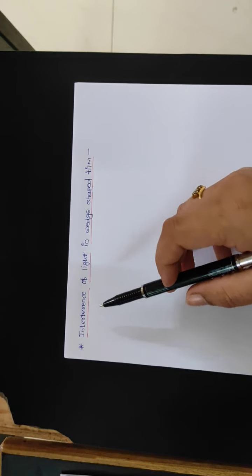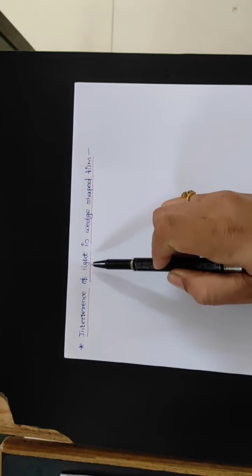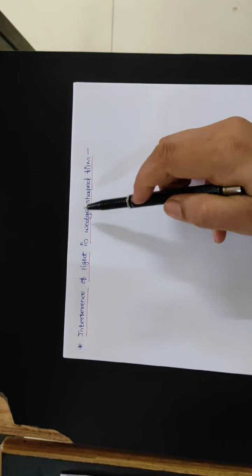In the last video we discussed the derivation of interference of light in a thin film due to reflected light. Now in this video we discuss the derivation of interference of light in a wedge shaped film.